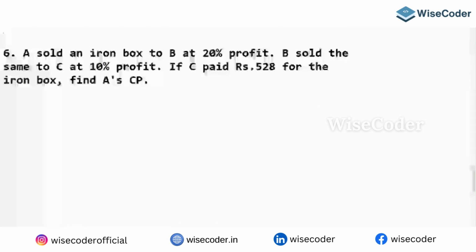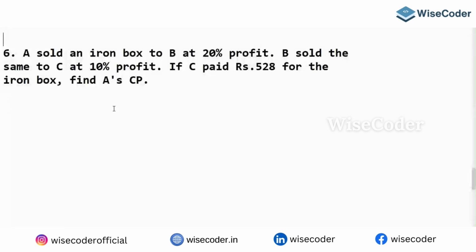A sold an iron box to B at a 20% profit. B sold the same to C at a 10% profit. If C paid 528 for the iron box, find A's cost price. Please pause the video and try to answer the question.